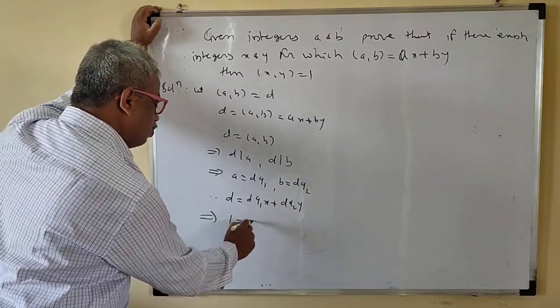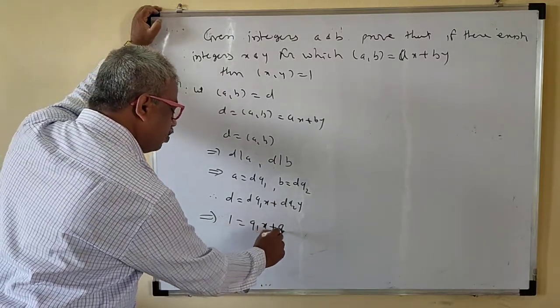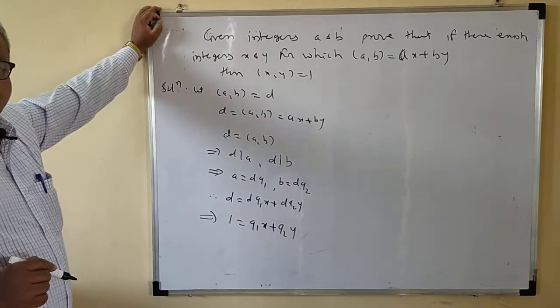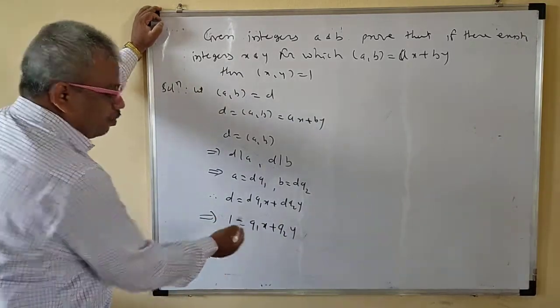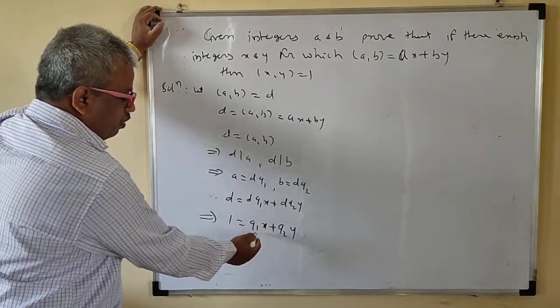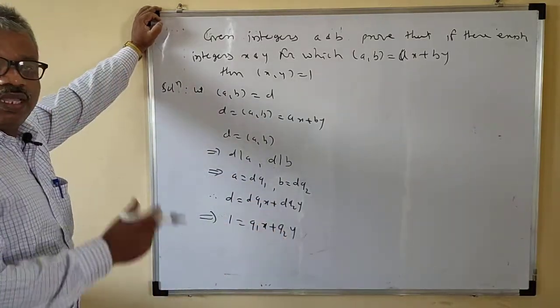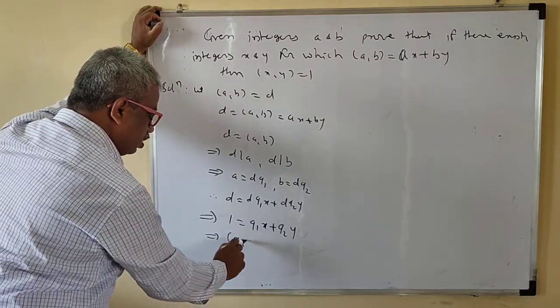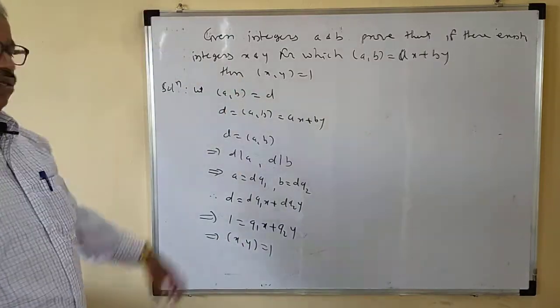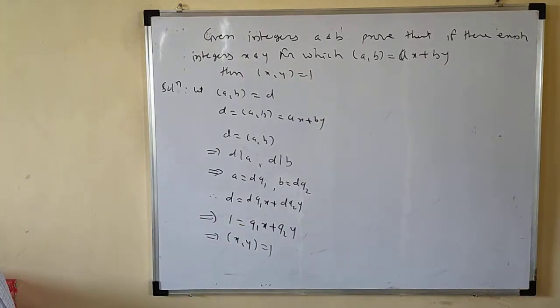So this is 1 is equal to Q1x plus Q2y. Right? Now see, this linear combination is 1, so the GCD of x and y is 1, which is what you had to prove. Okay, so very simple proof.